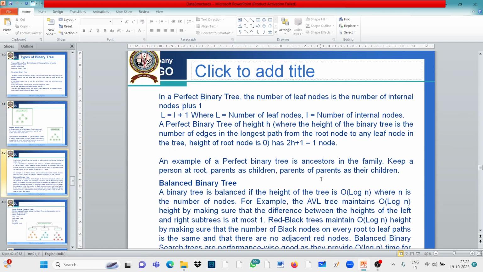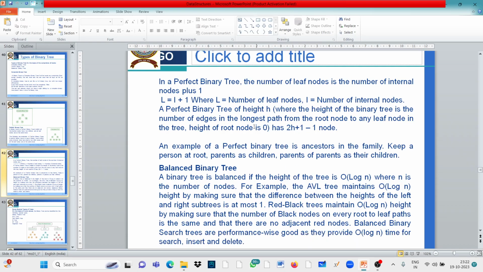Then the third one we are going to. The example of a perfect binary tree is the ancestors in a family: keep a person at the root, parents as their children, and so on, like that it is the perfect binary tree. Then we go for the balanced binary tree. A binary tree is balanced if the height of the tree is order of log n. Remember that. What is the condition?